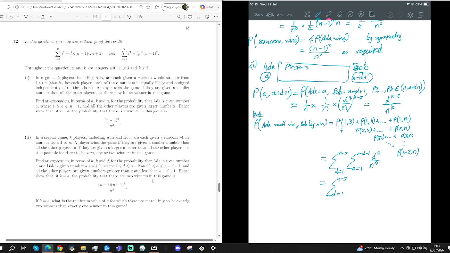Now, how many terms are in that sum? Well, if I sum from 1 to 5, that's 5 terms. I always have to do that check in my mind: pick some random small values. So there are n minus d minus 1 terms of d squared over n to the 4.